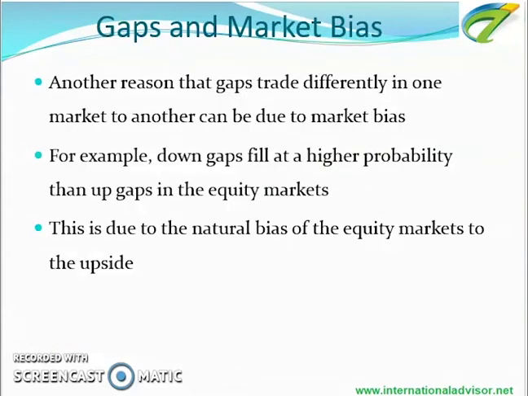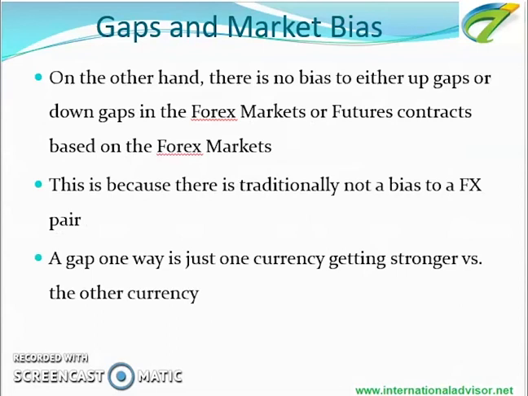Gaps and market bias. Another reason that gaps trade differently from one market to another can be due to market bias. For example, down gaps fill at a higher probability than up gaps in the equity market. This is due to the natural bias of the equity market to the upside. On the other hand, there is no bias to either up gaps or down gaps in the Forex market or futures contracts based on the Forex market.